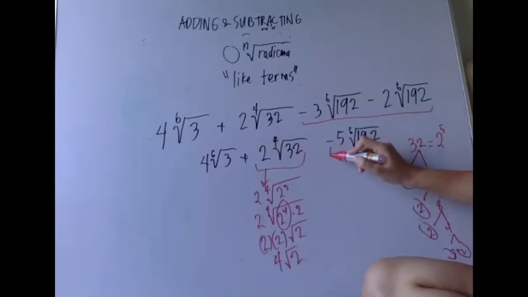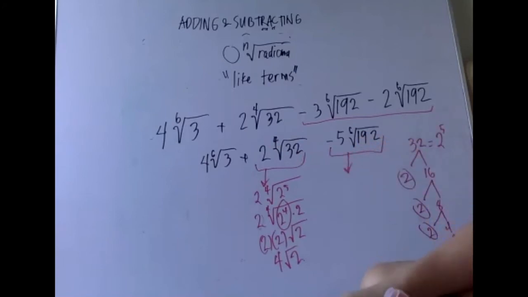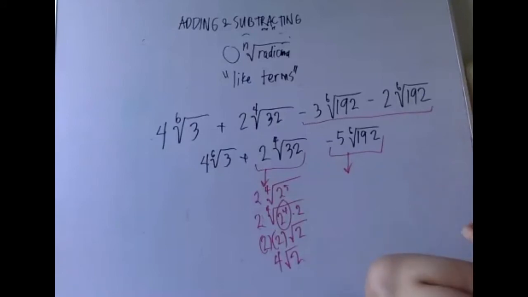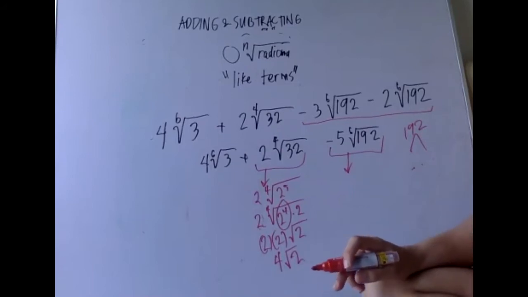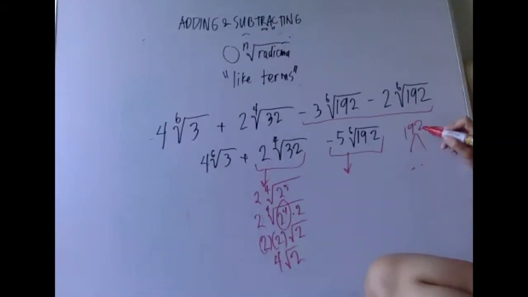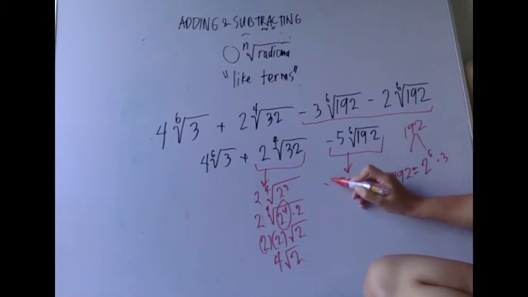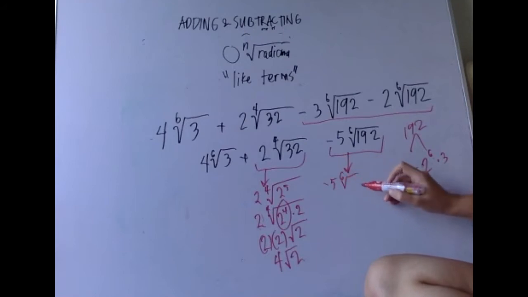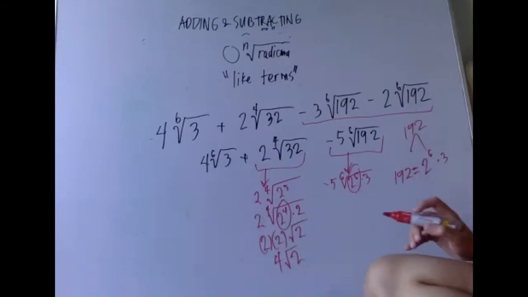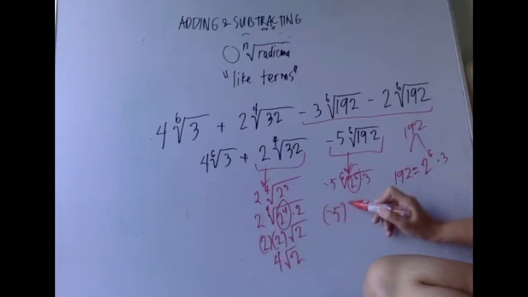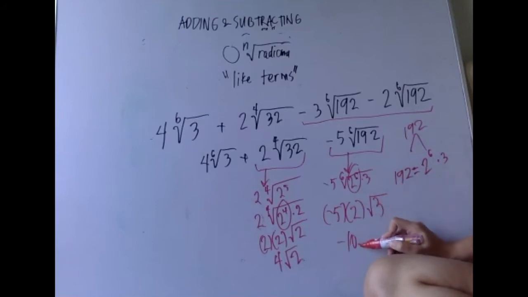Second term natin. How about here? Ganun lang din, if hindi nyo alam, pwede nyo isa-isahin yung 192. Ang sagot dito would be 2 raised to 6. Ang prime factors ng 192 is 2 raised to 6 times 3. So here you will have negative 5, 6th root of 2 raised to 6 times 3. So pwede mong ilabas yung 2 raised to 6. We will have negative 5, 2 6th root of 3 or negative 10 6th root of 3.